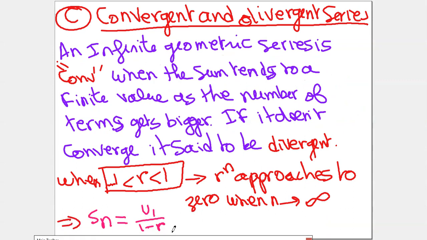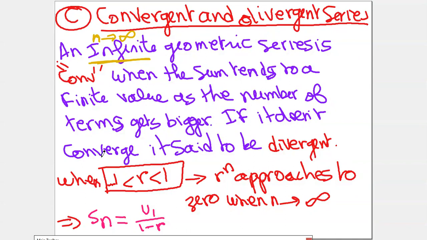Let's move to convergent and divergent series. What does it mean? An infinite geometric sequence, and I'm writing here infinite, so the last term n is infinity. It is convergent when the sum tends to a finite value as the number of terms gets bigger. So when I'm adding more and more and more, in the end, the total sum tends to a number. And if it doesn't converge, it's said to be divergent.